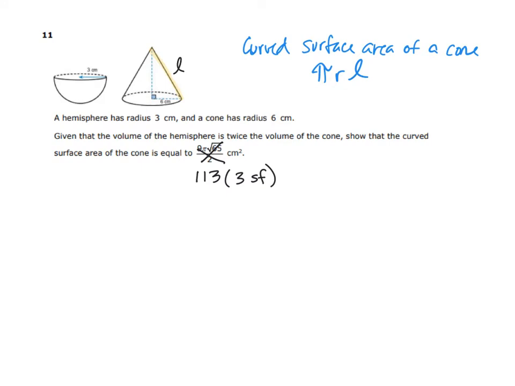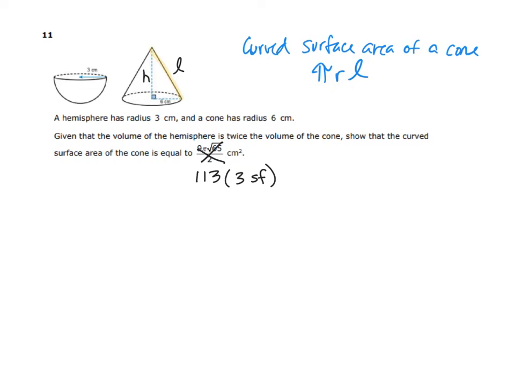And then we're going to find H. Once we know what H is, since we know the radius is 6 centimeters, then we can use Pythagorean theorem to find L and to plug into this formula to get that curved surface area. Okay, but we have a little bit of work to do to find L. So let's start with the fact that the volume of the hemisphere is twice the volume of the cone. So let's start by finding the volume of the hemisphere.